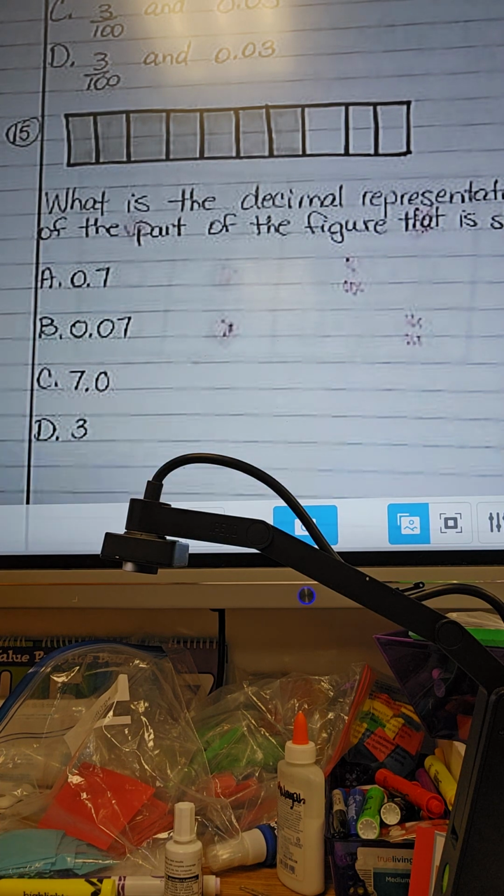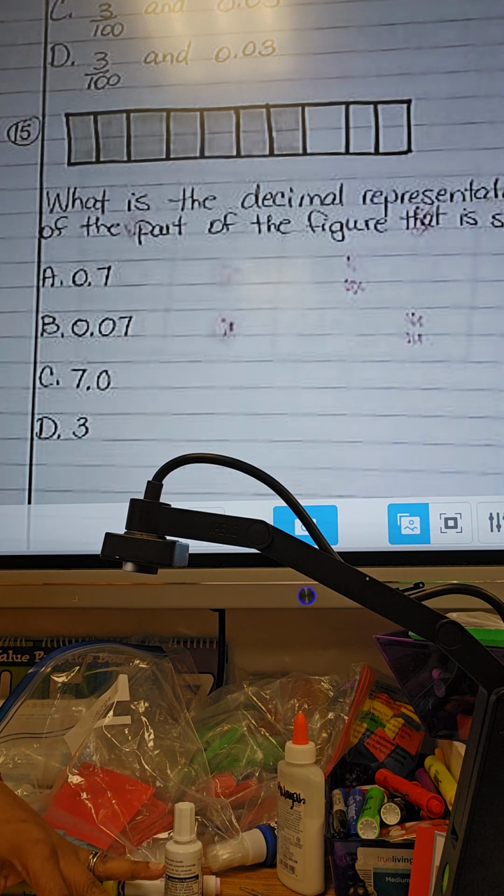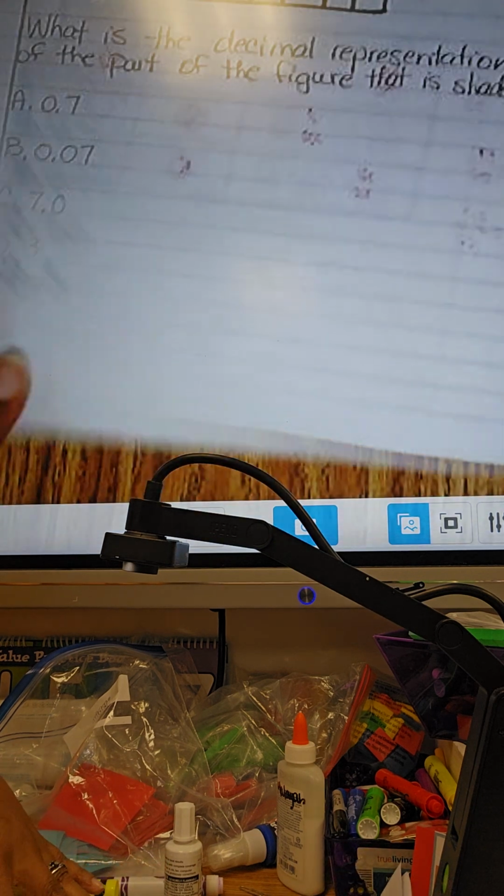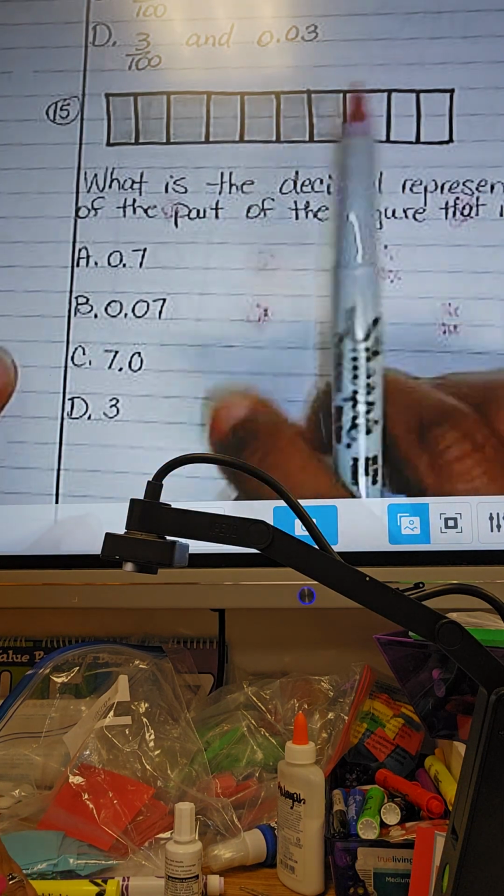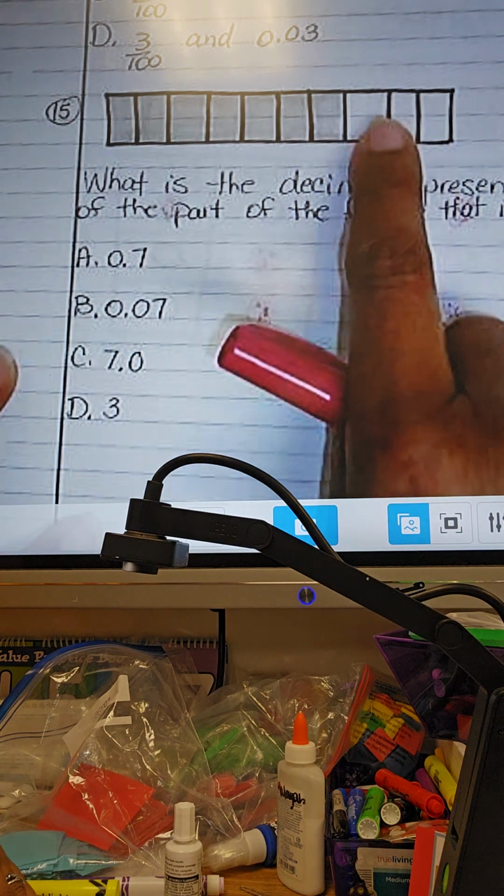All right, here we go. So, number 15, what is the decimal representation of the part of the figure that is shaded? Okay, so here's the figure. What fraction is this?